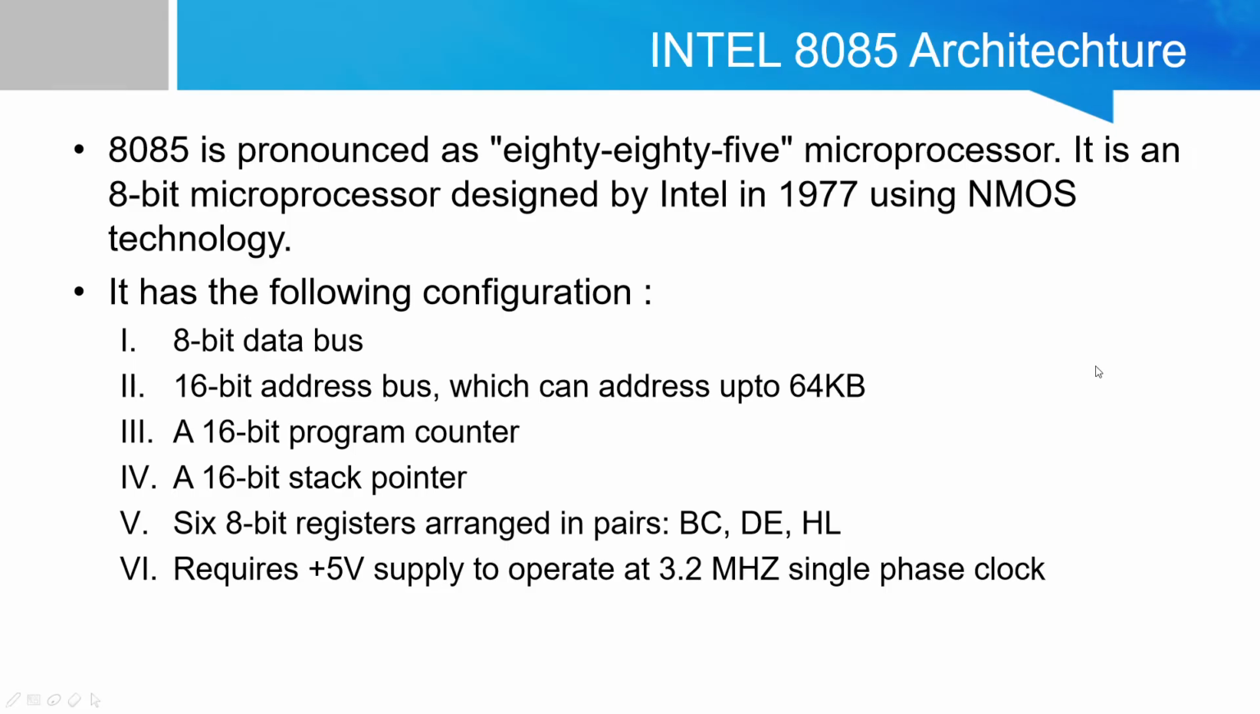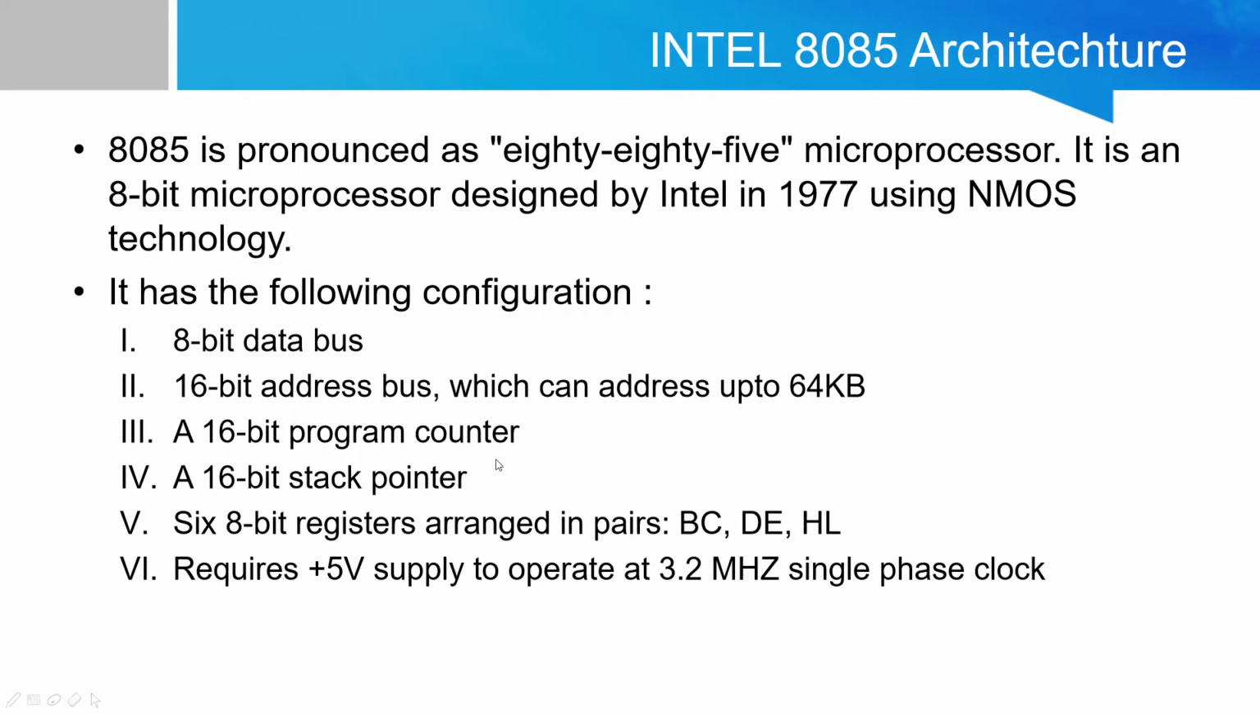For the assignment, our group has chosen the Intel 8085 microprocessor as our microcontroller. Firstly, I will explain the architecture of this microprocessor. It is pronounced as the 8085 microprocessor. It is an 8-bit microprocessor designed by Intel in 1977 using NMOS technology.